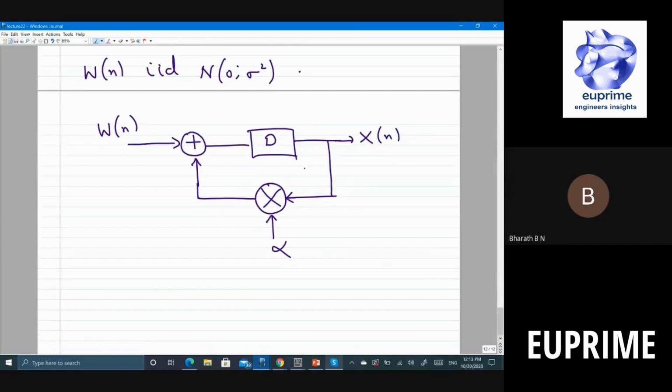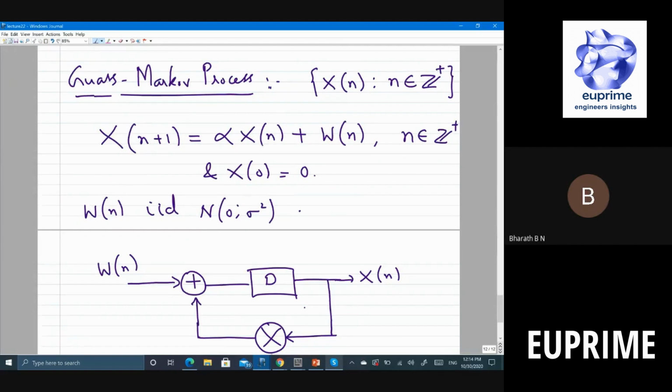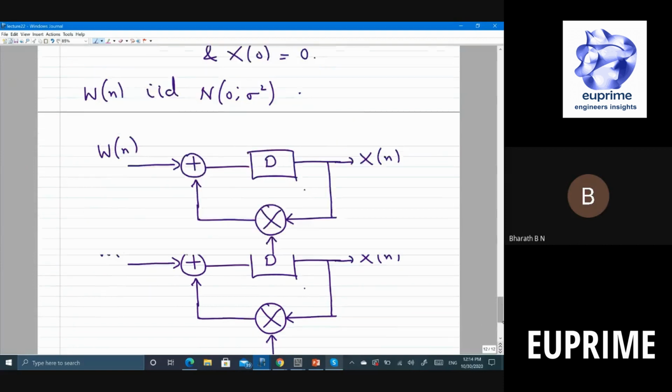So this is how you get it, but now I need to see what the mean of this process is. So let's look at what x of n will be. I'll write it recursively. X of n would be something like this: W of n minus 1 plus alpha times W of n minus 2 plus and so on. The last one would be alpha to the n minus 1 times W of 0. How did I write this? Well, recursively: x of n is alpha times x of n minus 1 plus W of n minus 1. So keep doing that and you will get it.